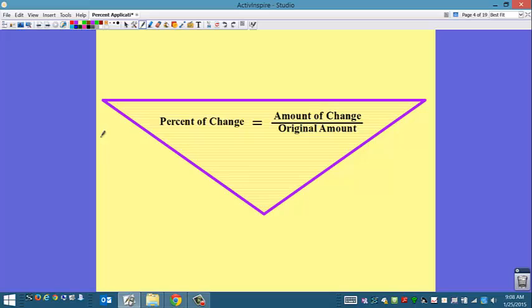You should have your notebook out, your journal out. Write this down. The percent of change equals the amount of the change divided by the original amount. This is a small formula on how to calculate percent of change. You need to know it. It needs to be written in your journal. You need to use it when we're doing the examples and you're doing your homework, and you need to memorize it. So pause the video if you need to so you can write it down.